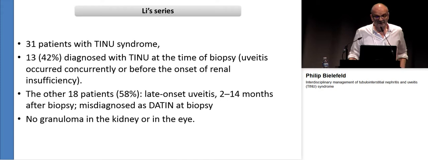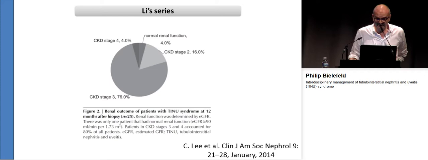There is a bad renal prognosis in this Chinese study. As you can see on this chart, 80% of the patients are chronic kidney disease stage 3 or 4 after 1 year of evolution.